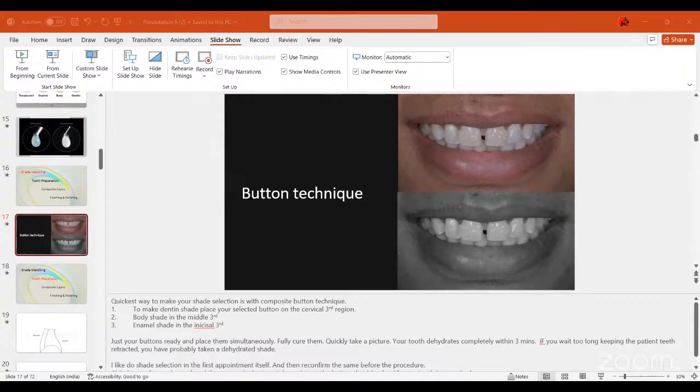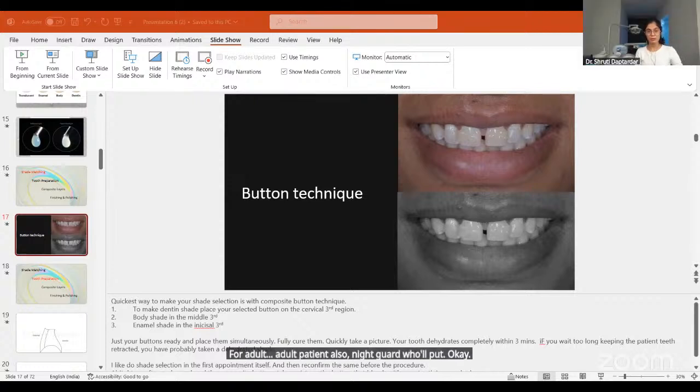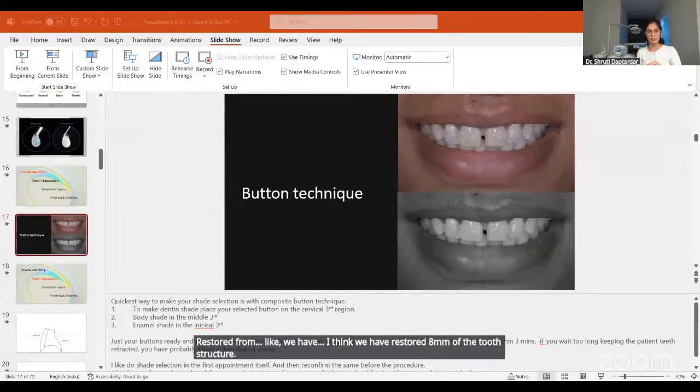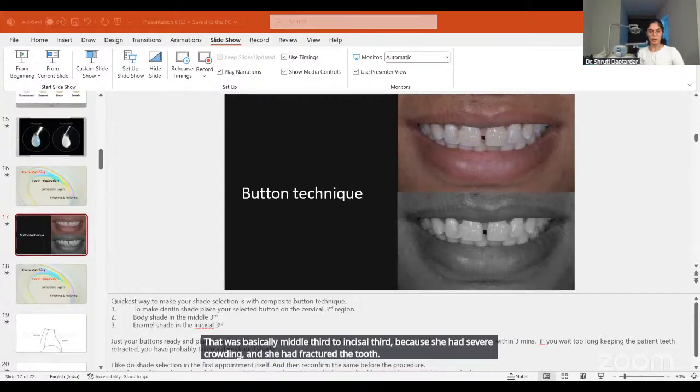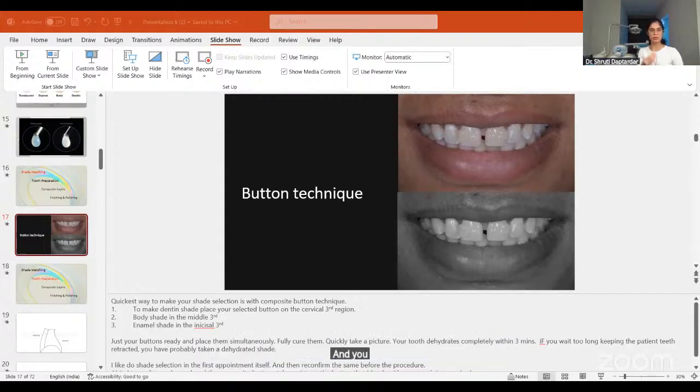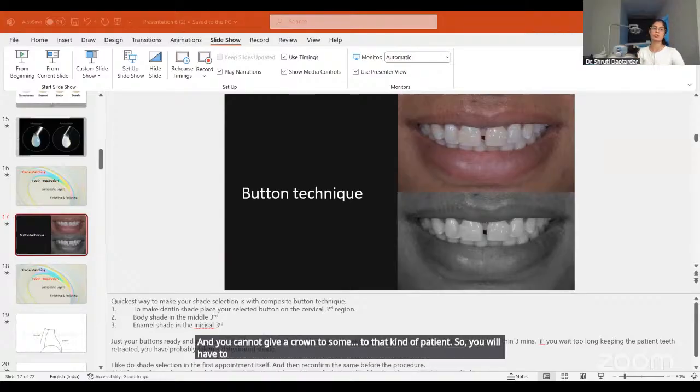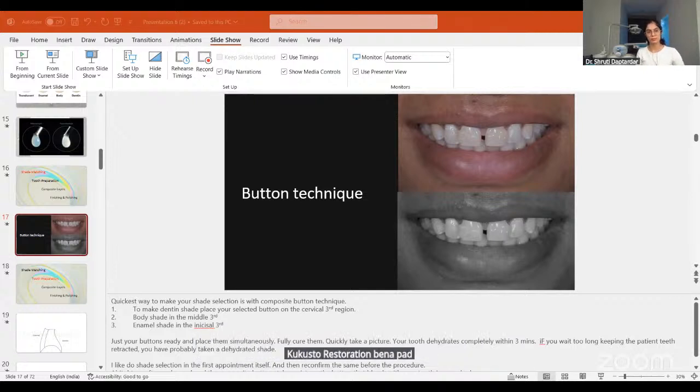For adult patients also, we put a night guard. There have been a couple of patients of mine where we have restored, I think, 8 millimeters of the tooth structure. That is basically middle third to incisal third because she had severe crowding and she had fractured the tooth. And you cannot give a crown to that kind of patient. So you will have to go for ortho first. In the meantime, you cannot keep it open. You have to give some restoration. And night guard.